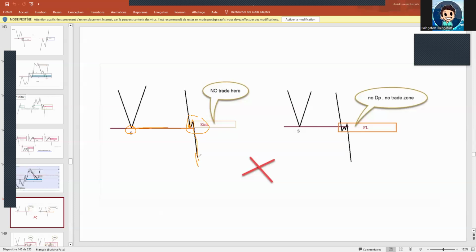Maybe we can come next time to do a trick with that, so we can try to have our trade zone. But this one is not a trade zone here. This one also, we don't have a decision point. If you don't have the decision point, don't look for a trade inside this kind of kink. Generally, it is a small box.